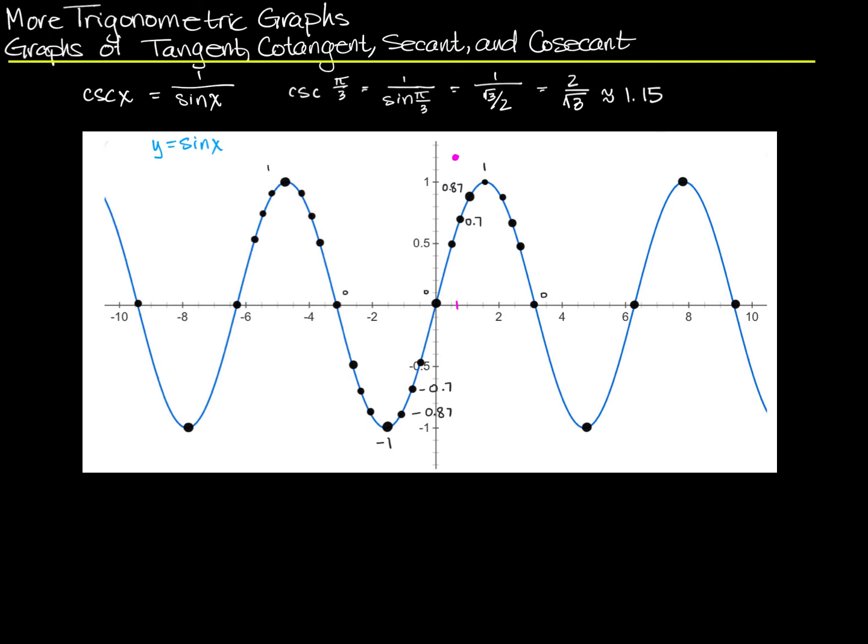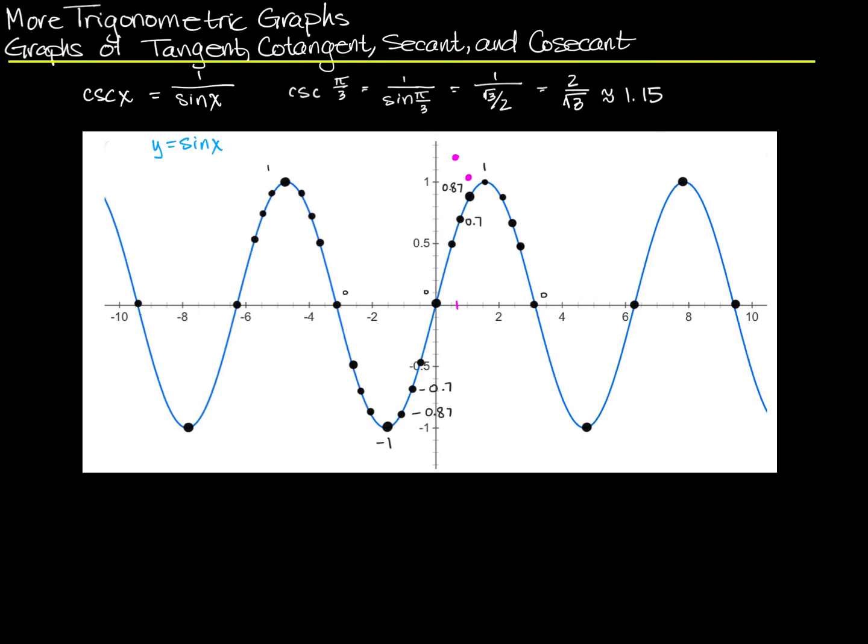So at pi over 3, pi is exactly where you see the 0 there. That's pi. And a third of that, a third of 3 is 1, so it's just a tiny little bit over 1. Up above that, for cosecant, is 1.15. It's about there. Okay, maybe that's just a little bit too low. There.